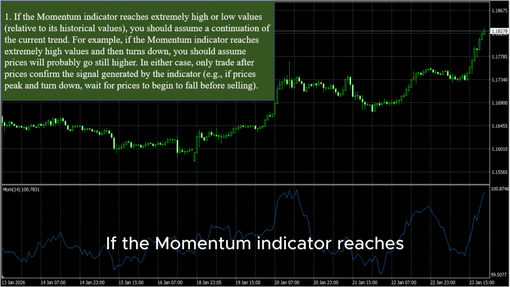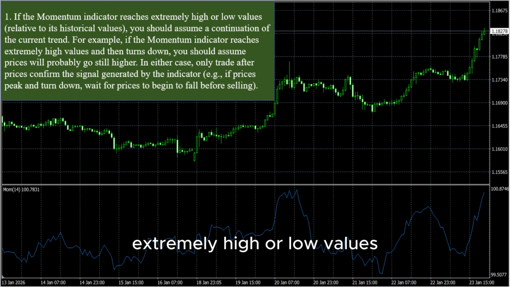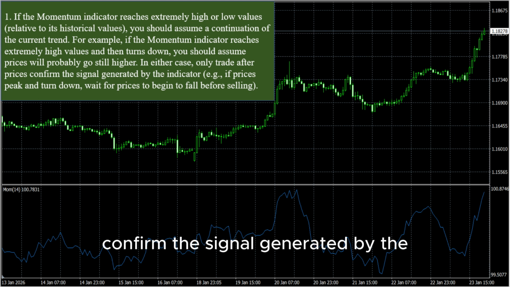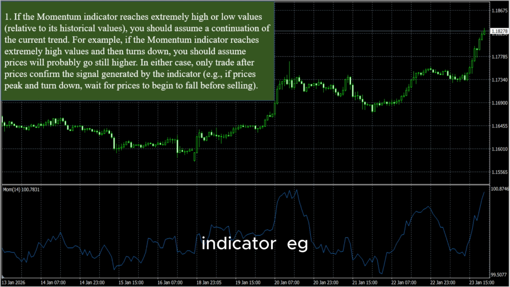If the momentum indicator reaches extremely high or low values relative to its historical values, you should assume a continuation of the current trend. For example, if the momentum indicator reaches extremely high values and then turns down, you should assume prices will probably go still higher. In either case, only trade after prices confirm the signal generated by the indicator, e.g., if prices peak and turn down, wait for prices to begin to fall before selling.